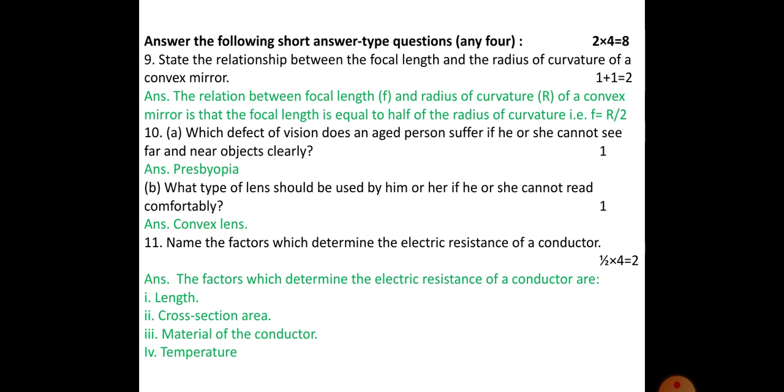Name the factors which determine the electric resistance of a conductor. The factors which determine the electrical resistance of the conductor are: number 1, length; cross-section area of the conductor; the material that we are using as a conductor; and the temperature of the surroundings also matters.